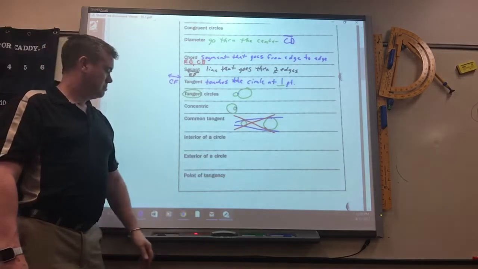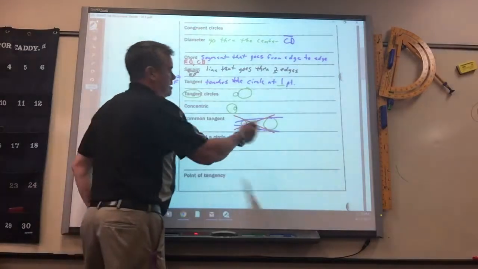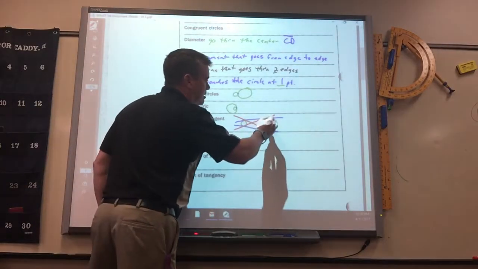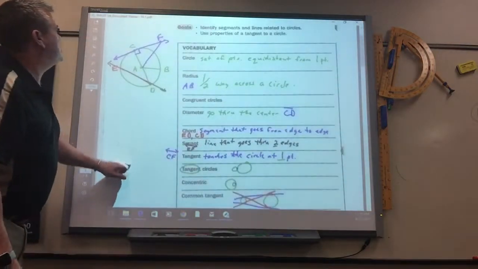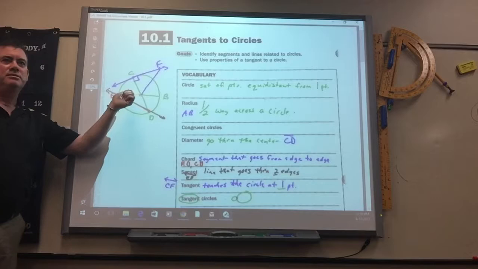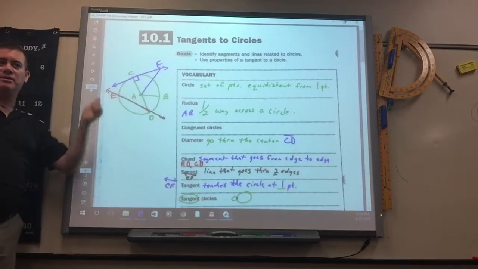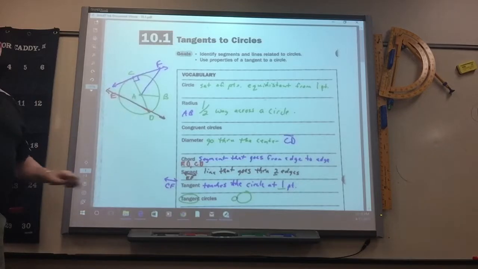Now, the point of tangency is just what it sounds like. It's the point where the tangent line touches the circle. So like in this picture, if they asked you for a point of tangency, what point is the point of tangency in here? C, right there. Okay?